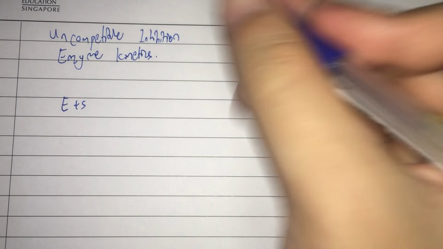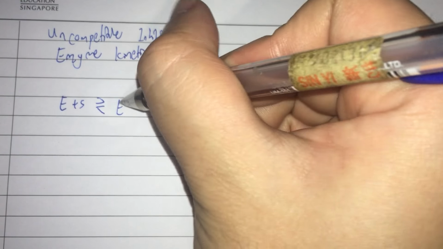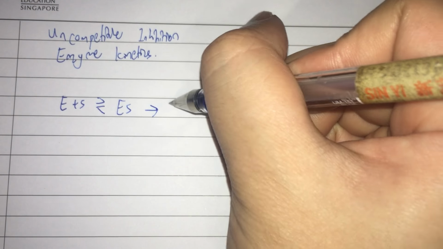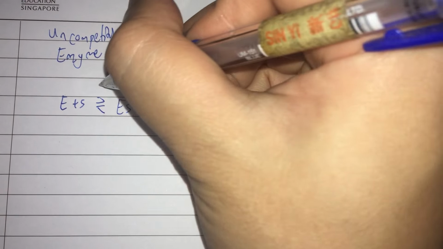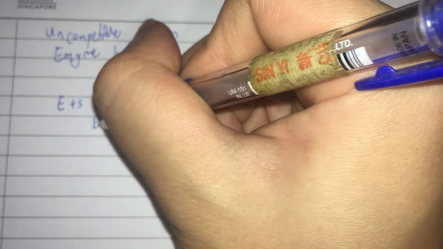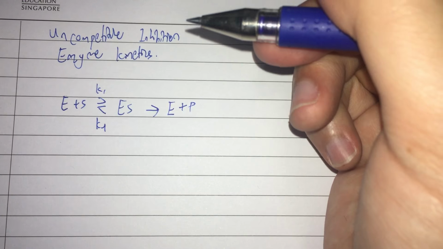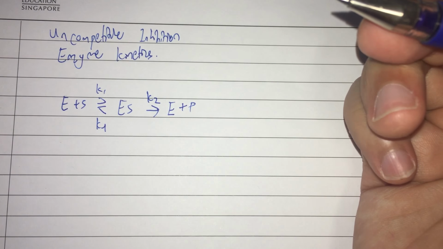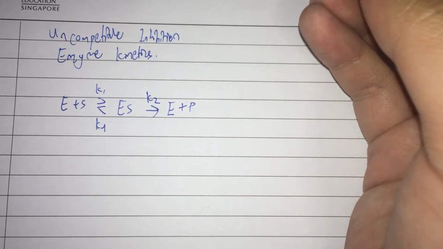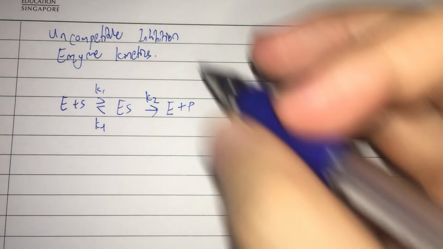You have an enzyme and substrate, and let's say you have a reversible reaction to form the enzyme substrate complex, and again the enzyme forms and the product forms. This is the standard Michaelis-Menten kinetics. So it's K1 forward, K minus 1 backward. This is the standard one, right?